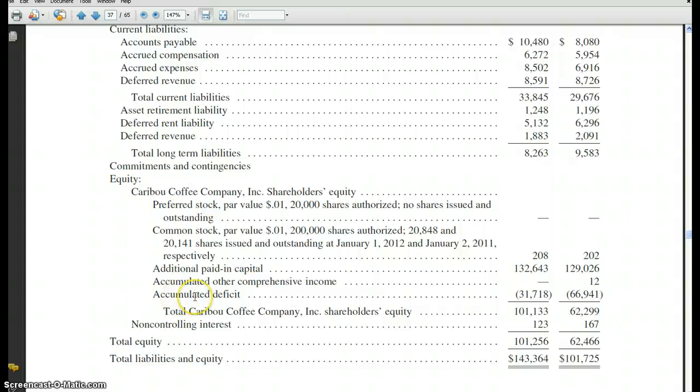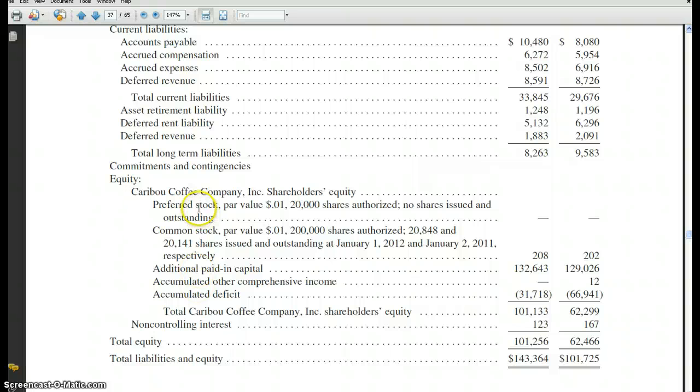Because remember, in your retained earnings account, it's all of your earnings from the start of the company minus any dividends that you've paid. So if Caribou has had some losses, they're still recovering from those. That's why it's called accumulated deficit instead of retained earnings. So you may find that as well in the company you're analyzing.